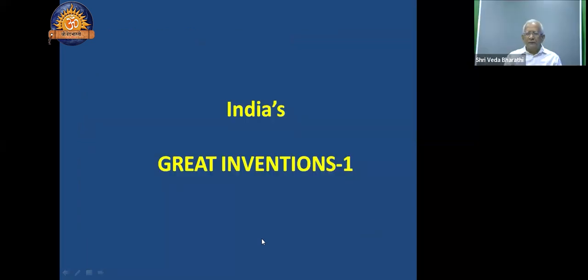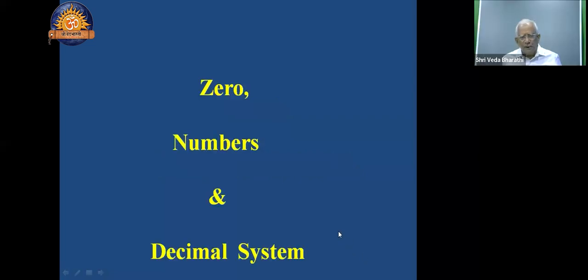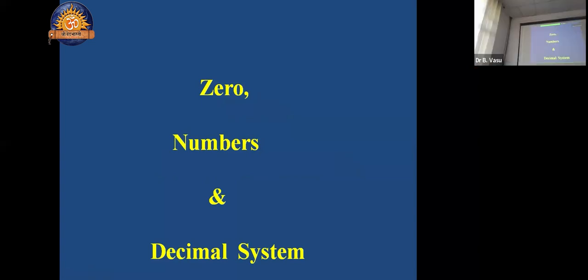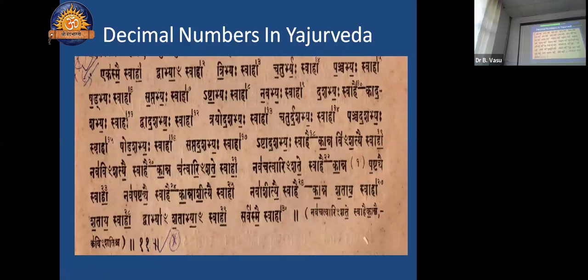Now, India's great inventions with respect to mathematics, sir. Now let us go stage by stage. Everybody says zero, numbers, and the decimal number system. We say it in English words, but do we have that shloka or mantra with us? Yes, this is the mantra, sir, that gives the names of the numbers.